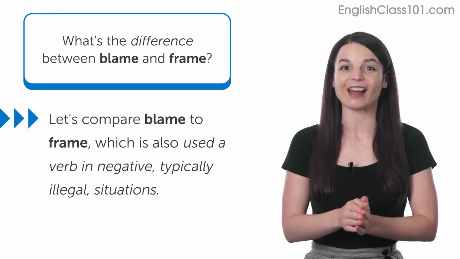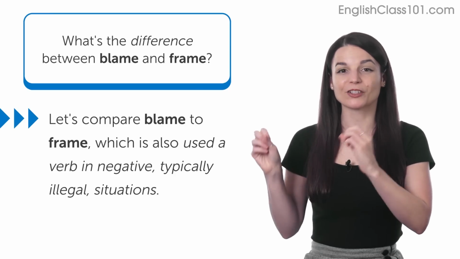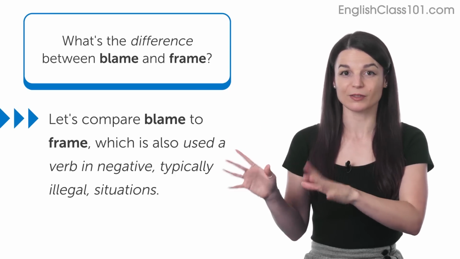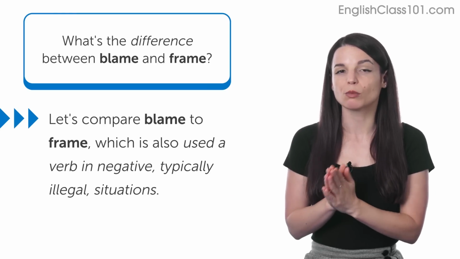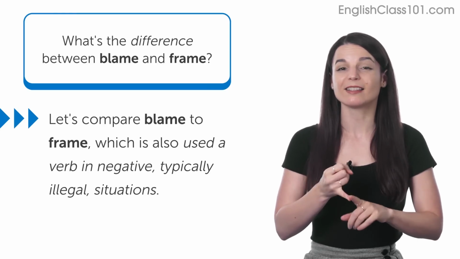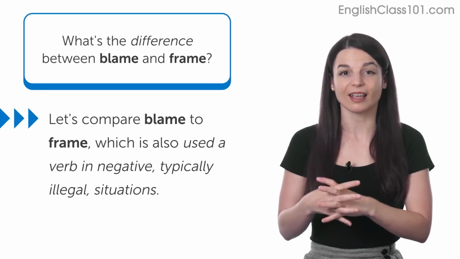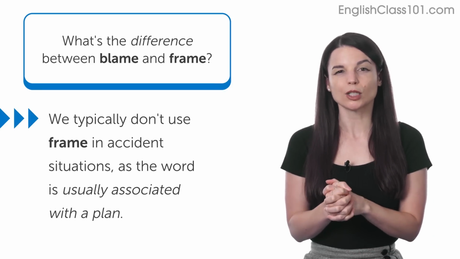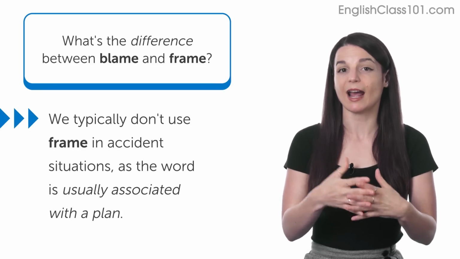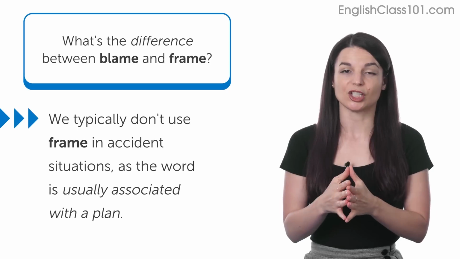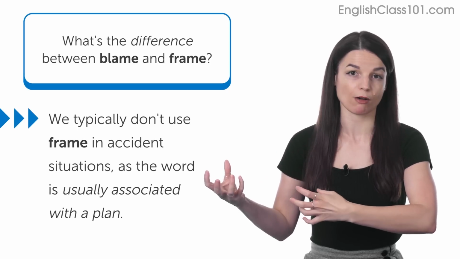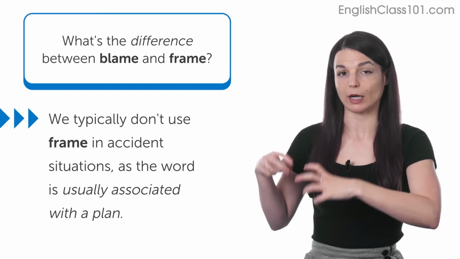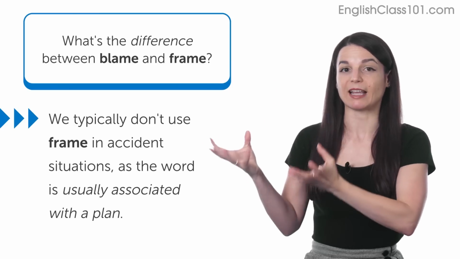Let's compare this now to the word frame. So frame is also used as a verb in negative situations. Generally, we use the word frame when someone has done something illegal, something that is against the law. So we typically don't use the word frame in accidents because, as you'll see in just a moment, frame is used when there's some kind of plan involved. Someone has an idea or an intention and they make this plan happen.